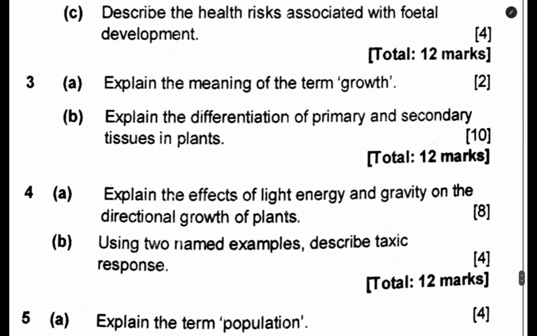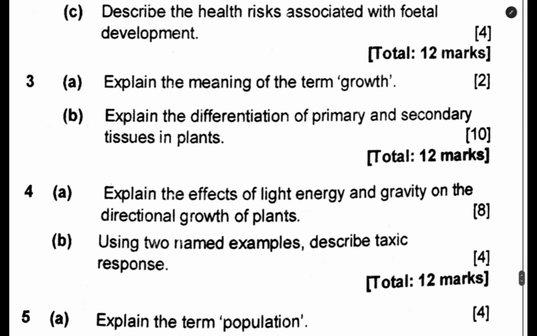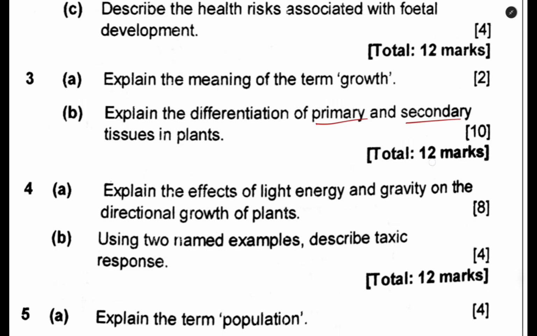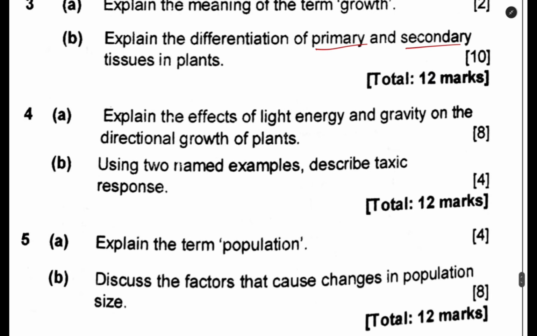Then question 3: explain the meaning of the term growth. Explain the difference between primary growth and secondary growth. This question we have seen at some point, but it's more like it's repeating. Then explain the effect of light, energy, and gravity on the directional growth of plants. So this one was one of its kind. This is the first time this question is coming. So be expectant also of new questions. That is the reason why you need to study in detail.